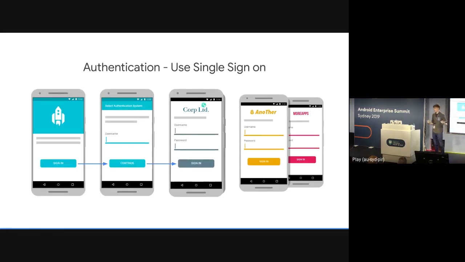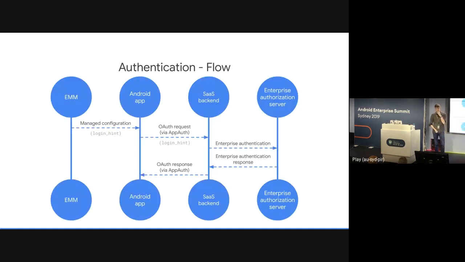A little bit about single sign-on. Obviously, we encourage the use of single sign-on where possible. It gives a much better user experience, especially with application config. So when you deploy an application, now you can use the managed configuration to set up your single sign-on configuration. And essentially, that's a very simple flow using our AppAuth APIs. So you'll distribute that to the Android app. The Android app will automatically authenticate to the SaaS solution, and the enterprise authentication server handles the negotiation in the background.